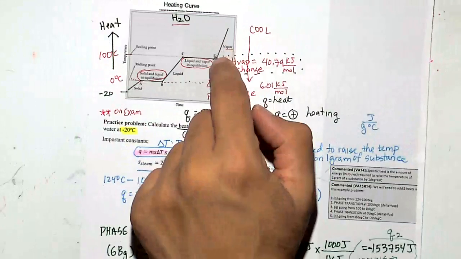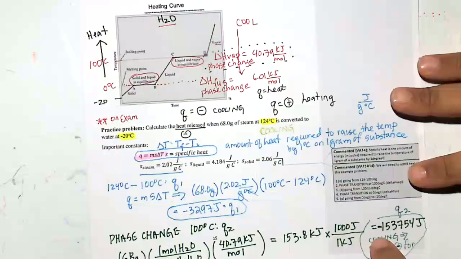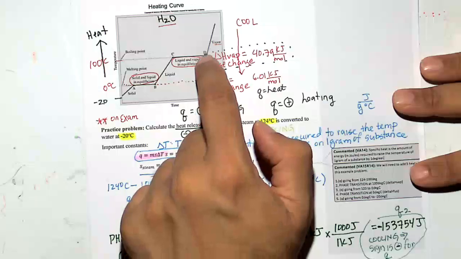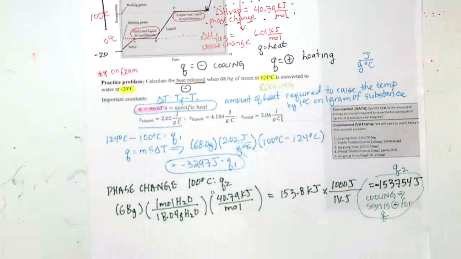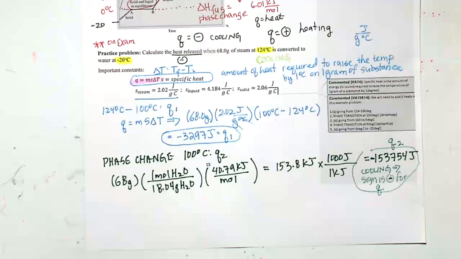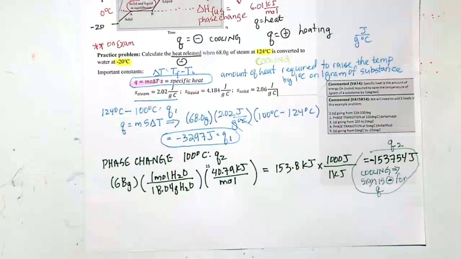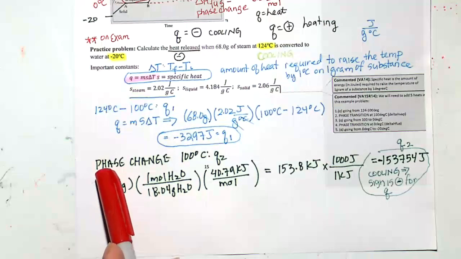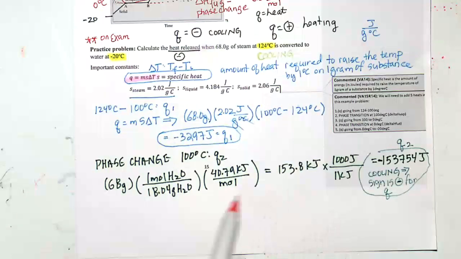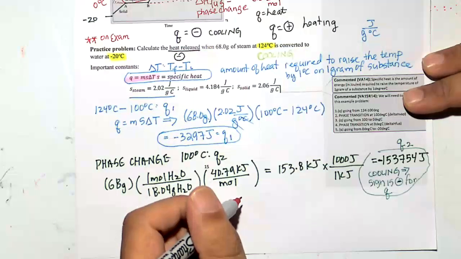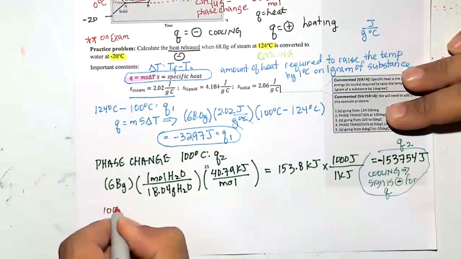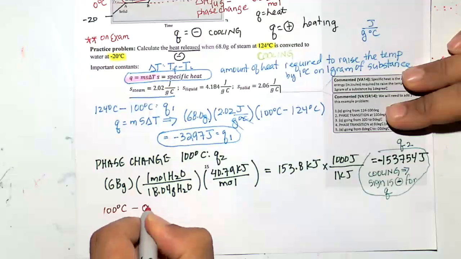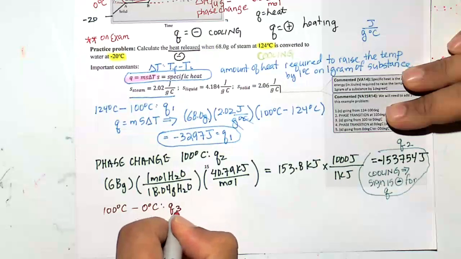Now we are at 100 degrees, and we've overcome the phase change with our minus 153,000 joules. So what is our next Q? It's going to be from 100 to what temperature? 100 to minus 20? No, 100 to 0. We'll do that in red ink. We'll call this Q3, and this is from 100 degrees to 0 degrees.